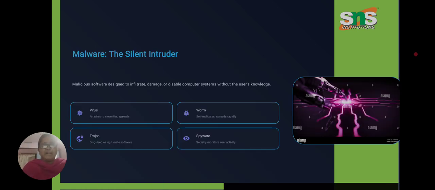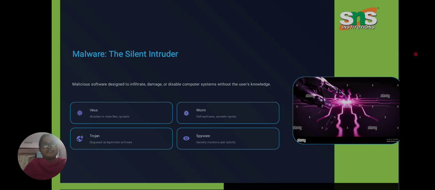Next is malware, which is otherwise called a silent intruder. Malware is a major threat because it works silently. We have different types of malware like virus, worm, trojan, spyware, etc. Malware can damage the systems without the user's knowledge. The user does not know whether the system has been damaged or not.